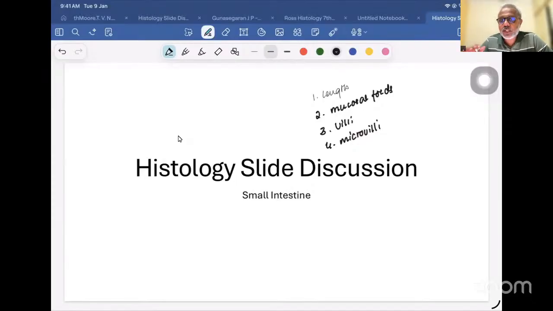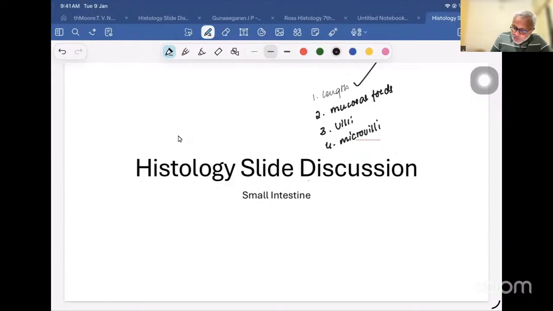So these are the factors which will enhance the area of absorption of the small intestine. Of course, length is constant, 6 meters in everybody, right? Mucosal folds, villi and microvilli will further enhance the absorption capacity of small intestine.